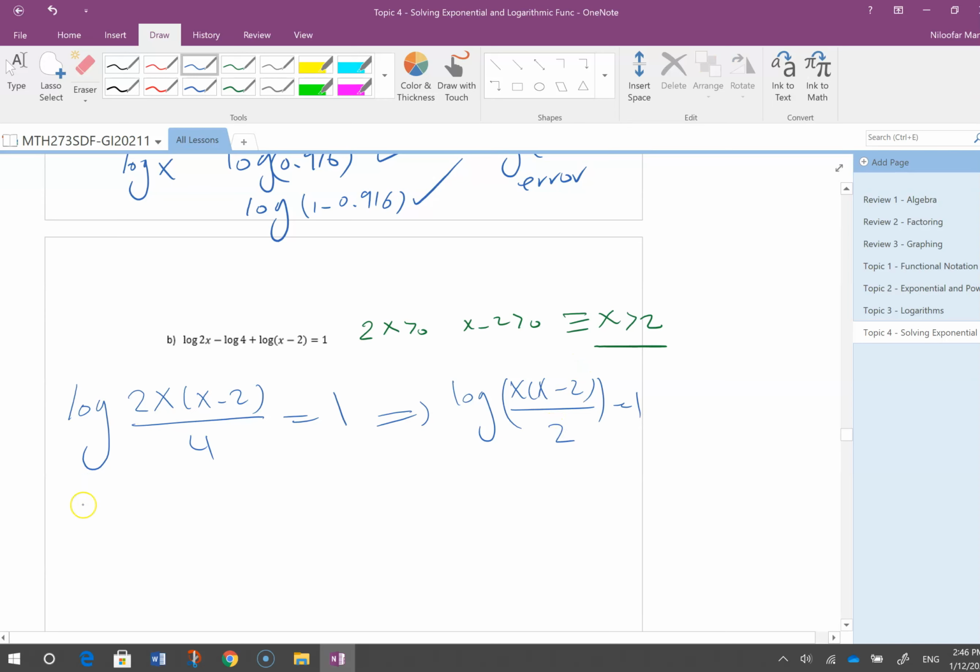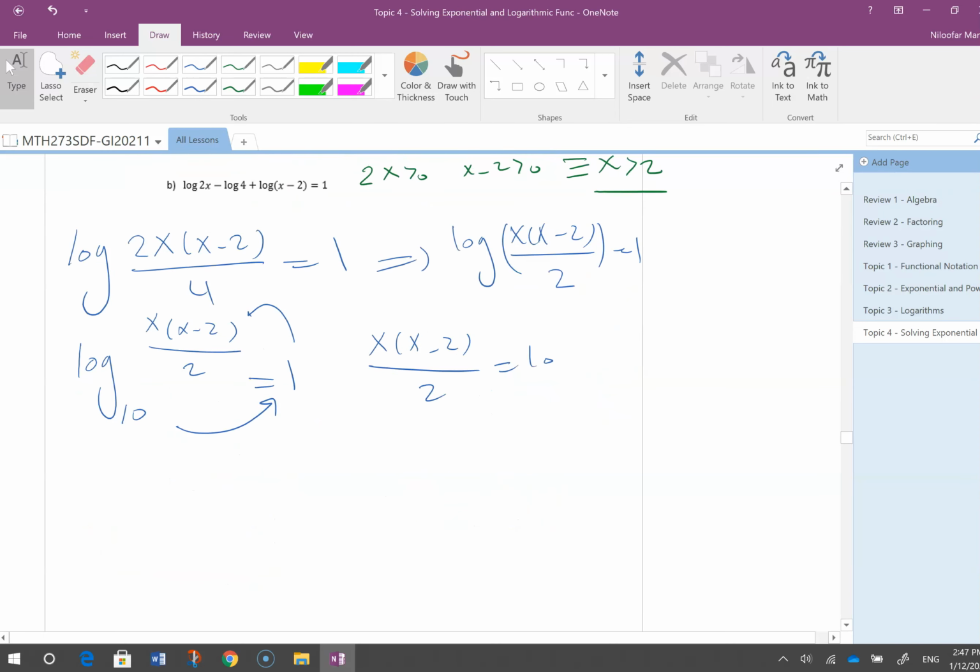Okay, so log of x times (x minus 2) over 2. I can say I do 10 power both sides, or I can use the definition. If I use the definition, this power is this one, so this one is 10. So I have x times (x minus 2) is 20, so x squared minus 2x minus 20 is equal to 0.